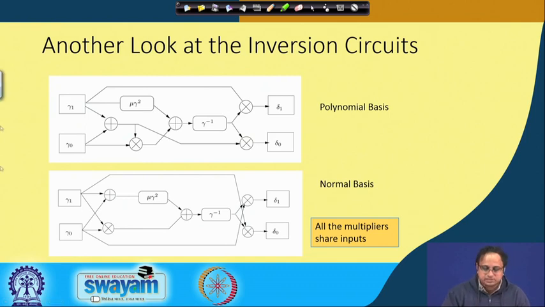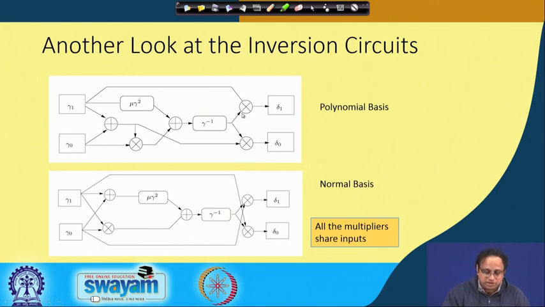So here is exactly the polynomial basis inversion and the normal basis inversion neck to neck being compared. As I said to you, if you just compute the number of computations, there is nothing much to compare. It has pretty much the same number of inversions, 3. It has got the same number of XORs, same number of inversions, same number of scaling and squaring. But interestingly, in normal basis, all the multipliers have got shared inputs. But in polynomial basis, if you consider, for example, this pair and this pair, then they do not have shared inputs. So what is the implication of that?